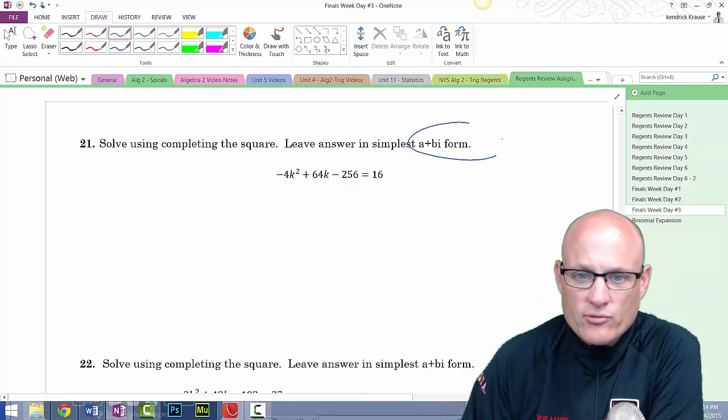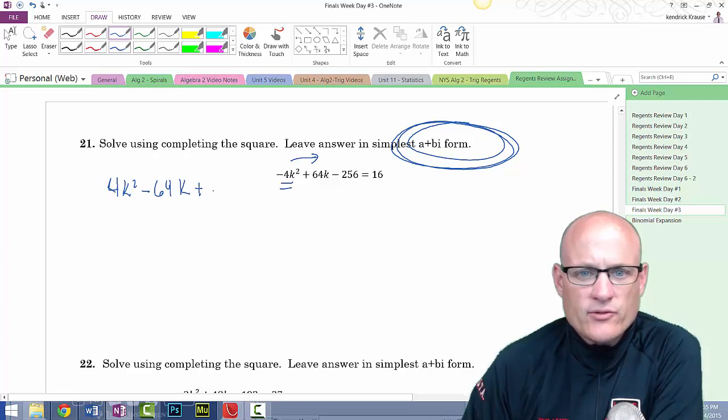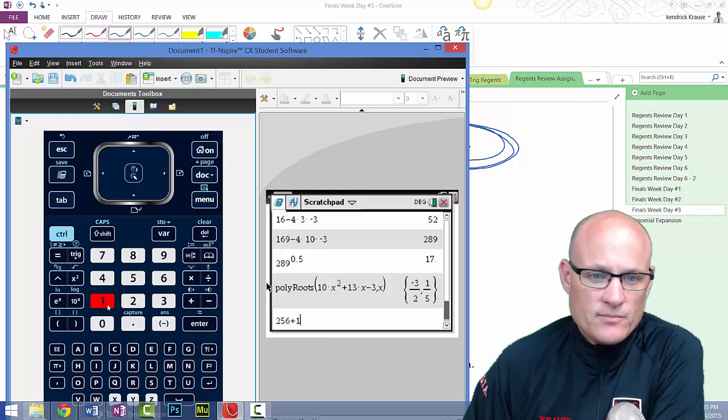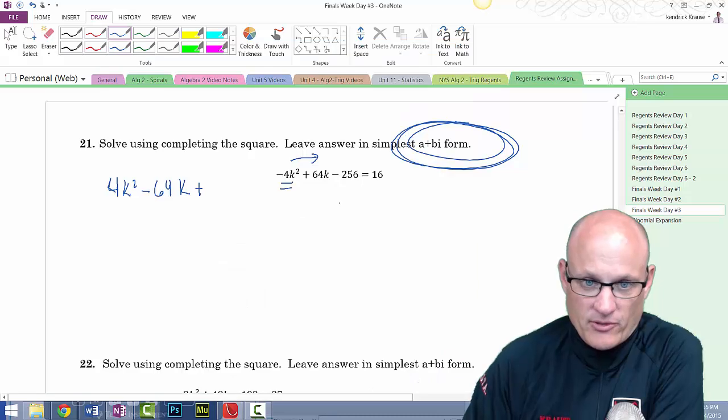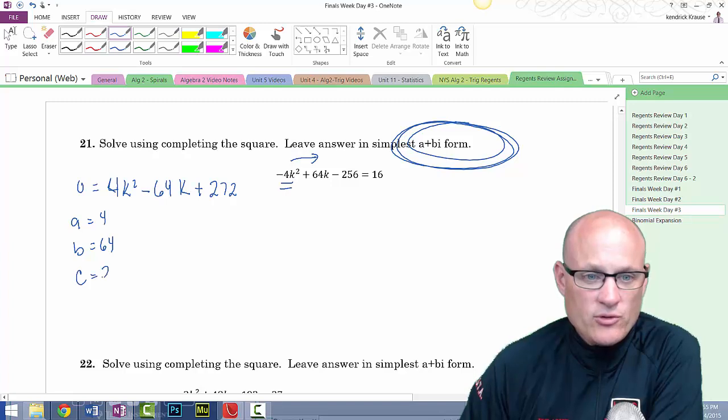Well, see right here, it screams imaginary. You don't want to have a negative x squared, so everything's going to that side. So we end up with 4k squared minus 64k plus 256 plus... sorry, kids, I'm tired. I'm going to make a mistake. 272 is equal to 0. So A equals 4, B equals 64, C equals 272, and D is a pain in the neck.